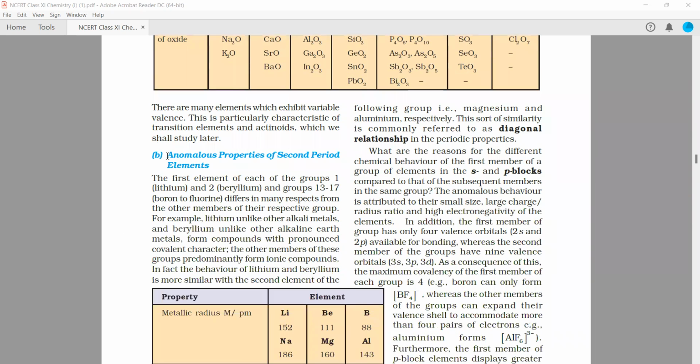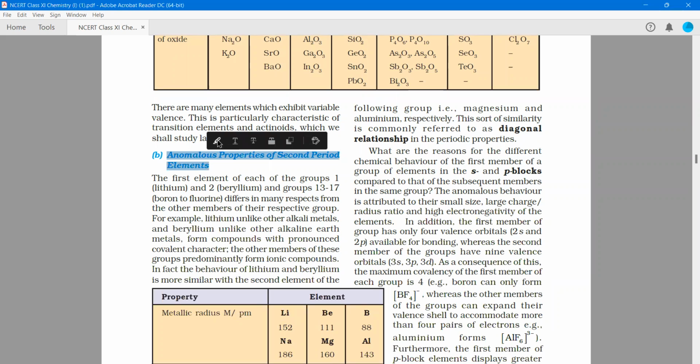So let us study about the anomalous properties of the second period elements. First of all, what are the second period elements? You need to memorize. The second period elements are from lithium to fluorine. When we're talking about the second period, we don't consider neon because that already has a complete valence shell. The octet is already complete, so we are not considering it over here. So we are talking about the anomalous properties of the second period elements.